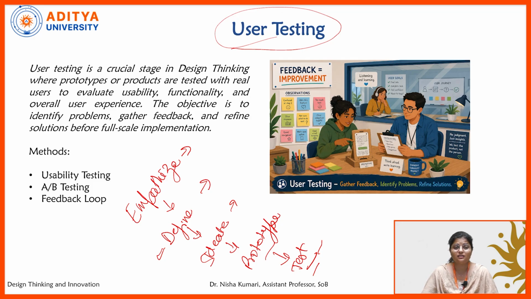User testing is a method, or you can say an approach, where we provide our product or service to the users, and from their experiences we collect feedback. After collecting the feedback, based on it, we make some modifications or changes in the prototype or whatever stage we are at. So before full scale implementation, we do the testing with the users. In that we have three main important methods. First is usability testing, then A/B testing, and the last one is the feedback loop.